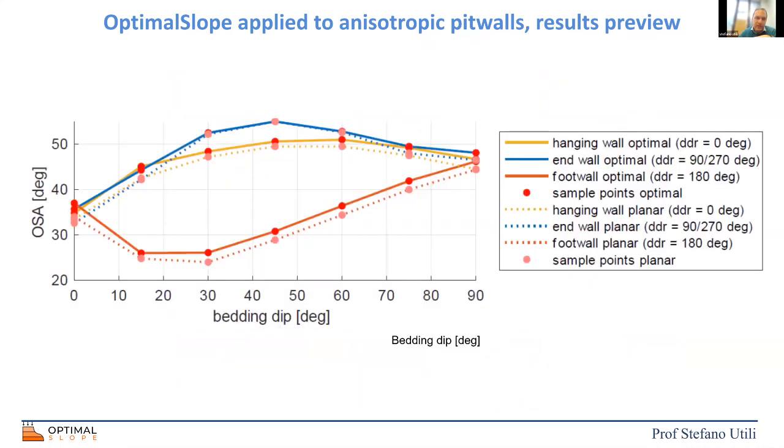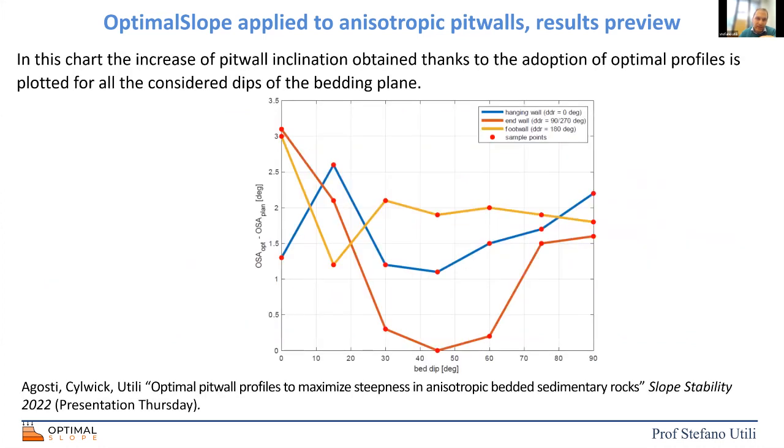So this is just a representation, maybe even better here, where depending on the dip of the bed, so depending on the inclination, the dip of the bedding plane, we have a different amount of gain. So here is to show the overall slope angle for the optimal profile minus the overall slope angle of the planar profile for the same factor of safety.